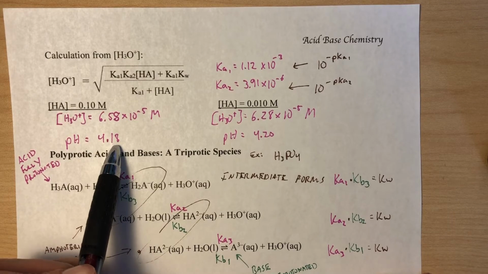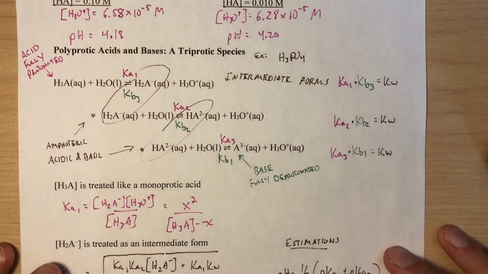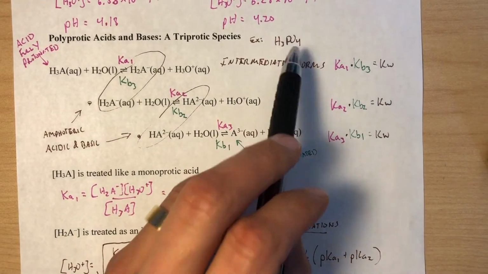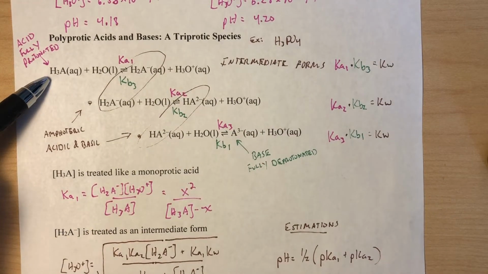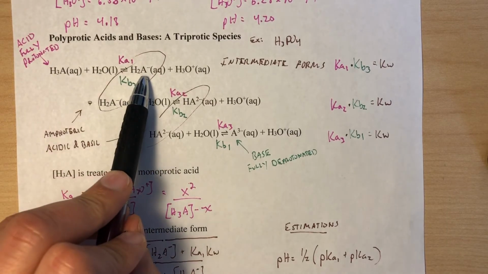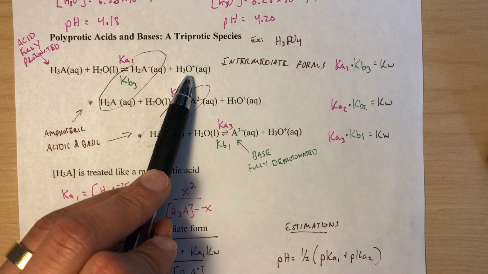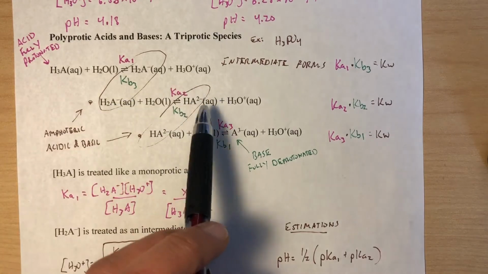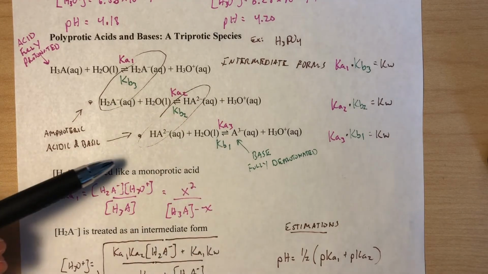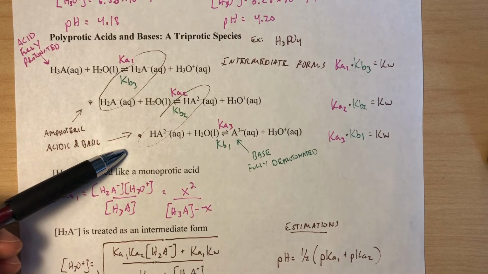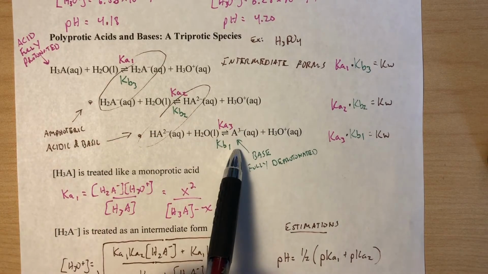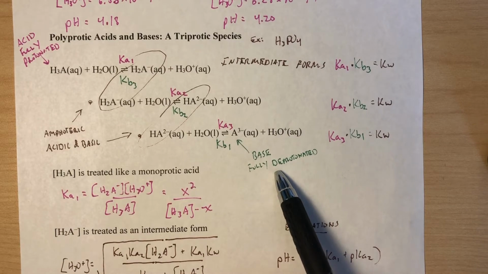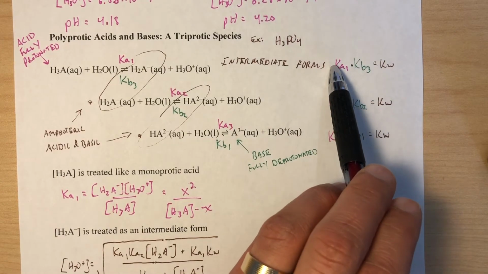Let's now take a look at a triprotic species, for example, phosphoric acid. So the fully protonated form is H3A, and that gets deprotonated by Ka1 to make H2A minus plus one equivalent of hydronium. H2A minus is an amphoteric species, which is acidic and basic. So H2A minus can get deprotonated again via Ka2 to form HA2 minus. HA2 minus can also act as an acid or base and can be deprotonated by Ka3 to form A3 minus, which is our base, our fully deprotonated species.